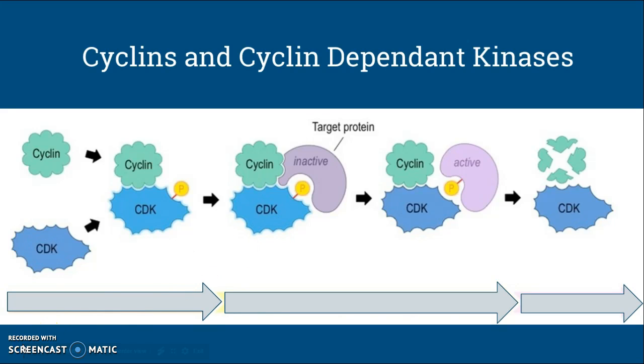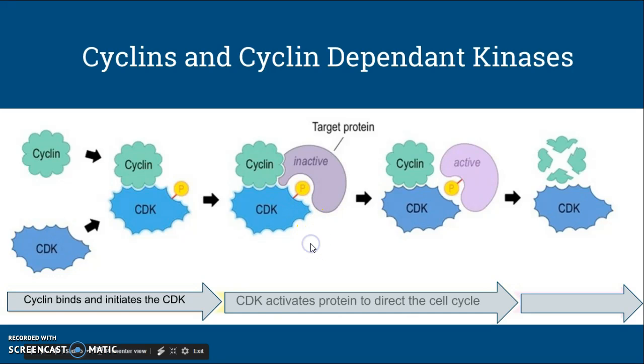CDK is a chemical that speeds up the process of the cell cycle and is found in all organisms. As said before, MPF is a specific type of CDK that works on the cell itself. In this example, we can see how the cyclin will bind together to initiate the CDK. These two together will attach to the target protein so it can regulate the cell cycle.